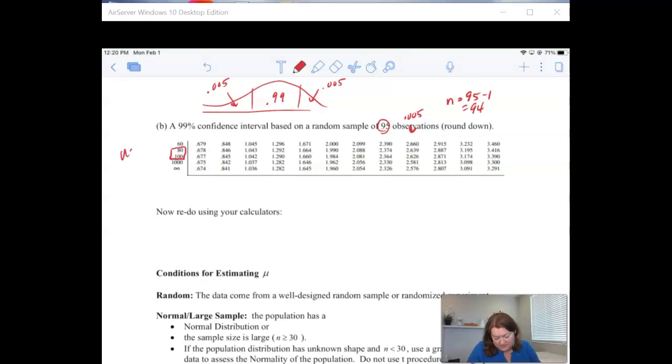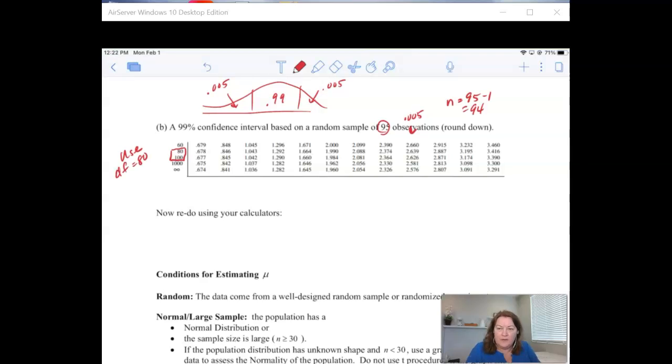So we're going to use degree of freedom 80 in our table, working our way all the way across the 80 row until I hit this arrow. It looks like we're going to get a t-star score equal to 2.639. So then that would just go in where we used to put the z-star.